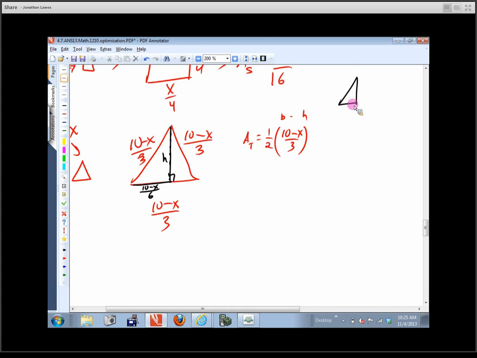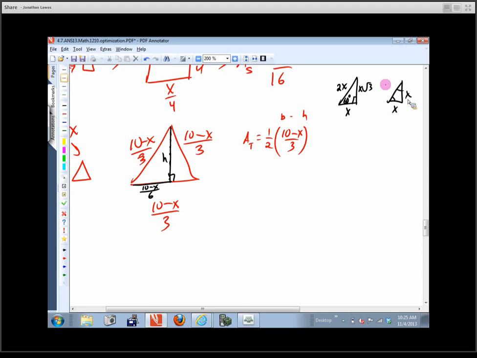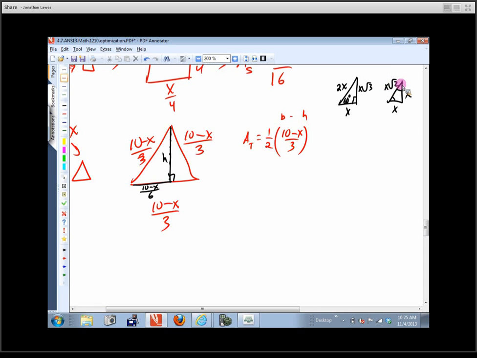So let's just make sure we're clear here. Special right triangles, they never go away. If this is x, the hypotenuse is double x, and the long leg is x radical 3. That's on a 30, 60, 90. On a 45, 45, 90, if this is x, that's x, and this is x radical 2. Okay? So just keep those in mind.